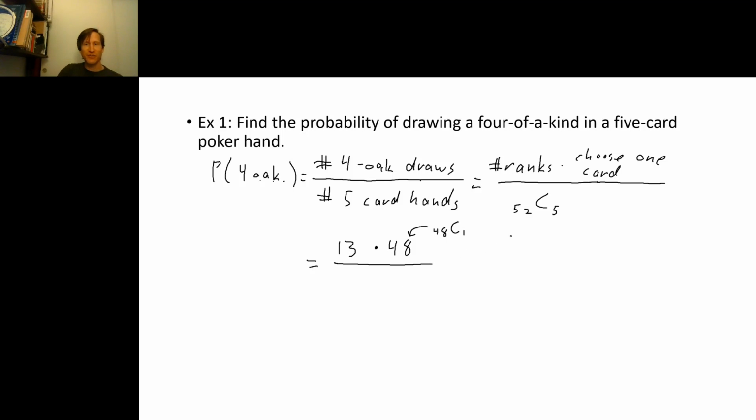And in the denominator, 52 choose 5, and that's one that we calculated before. That's 2,598,960.